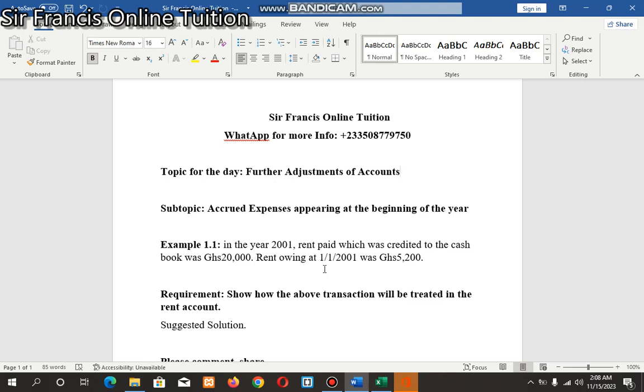In the upcoming video, I will show you how to present this transaction in the T-form account. But I'm just giving an explanation on that for now. So this 5,200 will be taken out from this amount, which is the 20,000 Ghana cedis, because the 5,200 is relating to the previous accounting year, and because we are using the accounting principle which says that all expenses relating to a particular year should be matched against the revenue for that year.